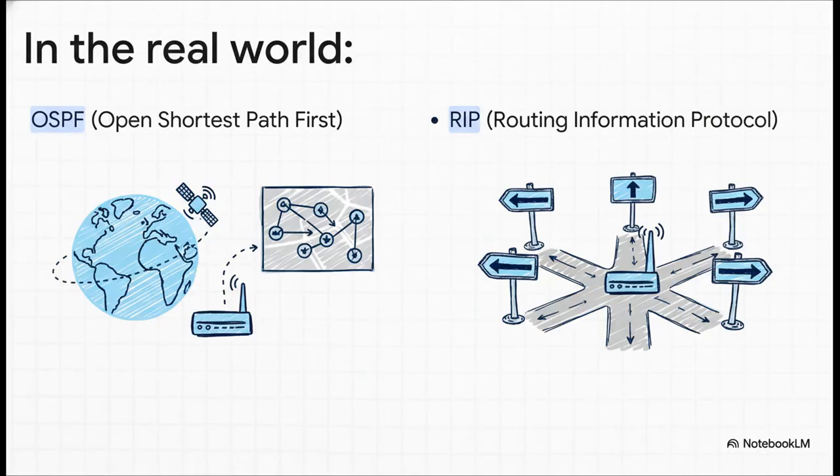And hey, this isn't just theory, right? These are real-world things. OSPF is a super common protocol that uses that GPS-style link state approach. It's really powerful and it scales well for huge, complicated networks. On the other hand, a classic protocol like RIP uses that road sign or distance vector method. It's a lot simpler to set up, but it's not nearly as efficient for those bigger networks. So you see, there's always a trade-off.